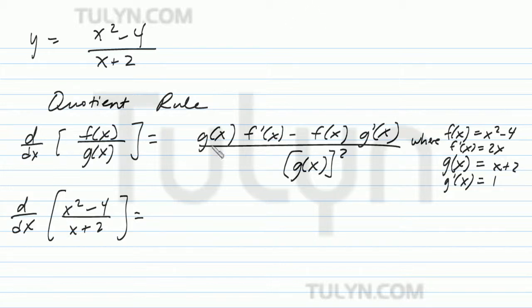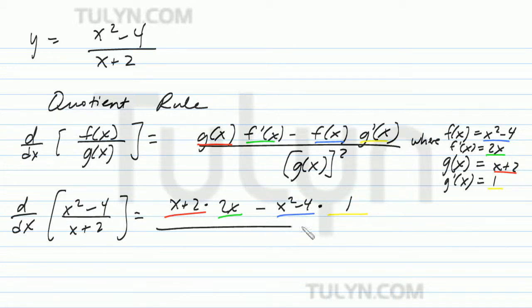g of x is equal to x plus 2, and that's multiplied by f prime of x, which is equal to 2x, minus f of x, which is x squared minus 4, times g prime of x, and that's equal to 1, all divided by g of x squared, right? So g of x is equal to x plus 2 squared, so that's going to be FOIL right there.